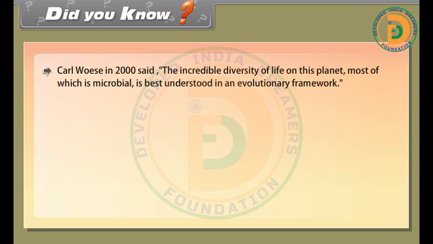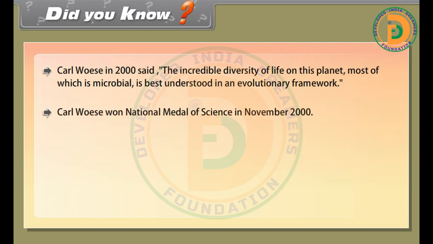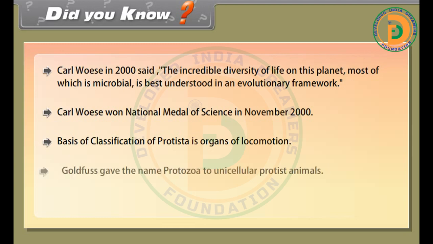Did you know? Carl Woese in 2000 said, "The incredible diversity of life on this planet, most of which is microbial, is best understood in an evolutionary framework." Carl Woese won the National Medal of Science in November 2000. The basis of classification of Protista is organs of locomotion. Goldfuss gave the name protozoa to unicellular protist animals.